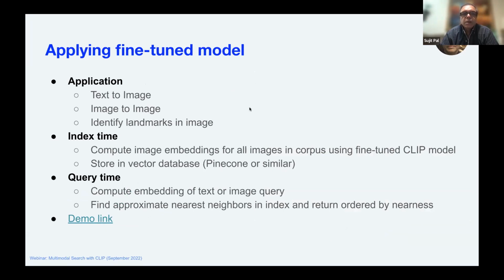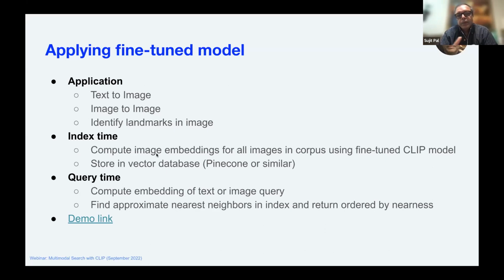And finally, I'm just going to give you a little overview of the demo. We will cover this in the demo. Essentially, it's an application of our fine-tuned CLIP model. We supported text to image search, image to image search, and identifying landmarks in an image. And you will see they're largely very similar to what Raphael showed you as well, right?